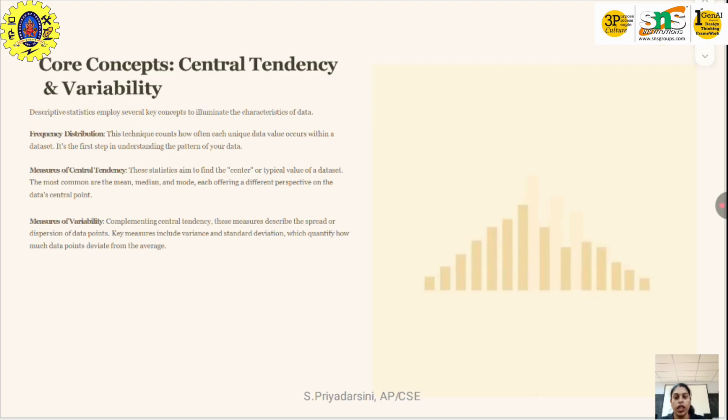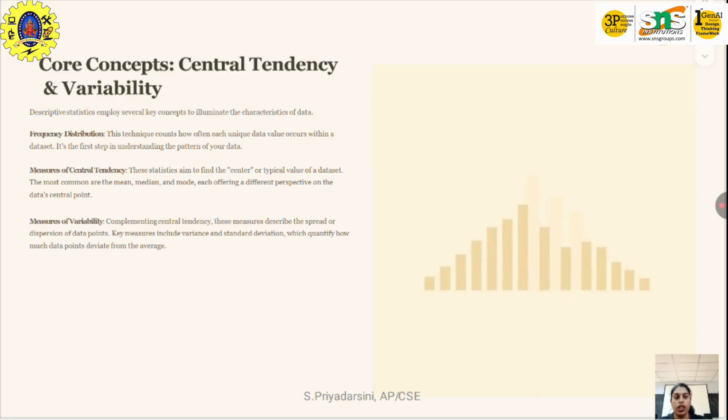Next, we will see about the core concept of central tendency and variability. Descriptive statistics focus on two key ideas. First one is central tendency and second is variability. Central tendency shows us the center of the data using measures like mean, median, and mode. Variability explores how data is spread out, using measures like variance and standard deviation. Together, these measures give us a complete picture of both the typical value and spread of a dataset.